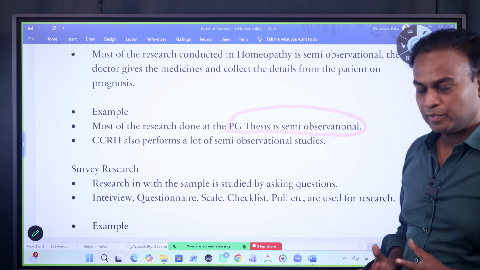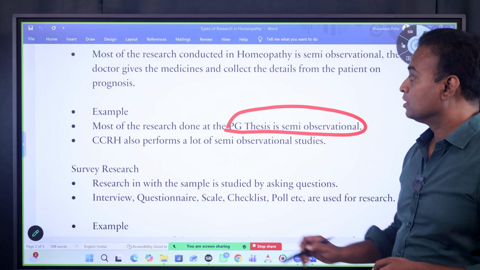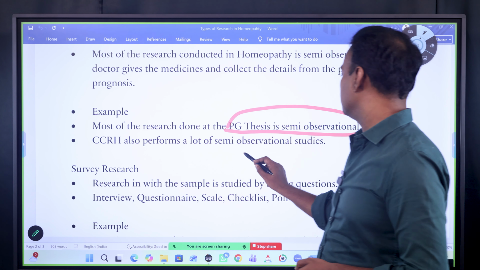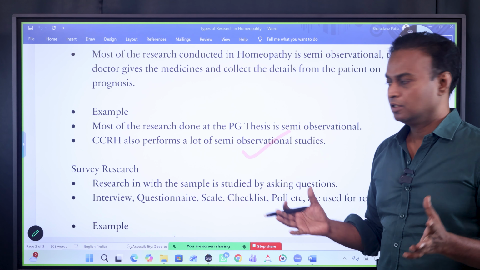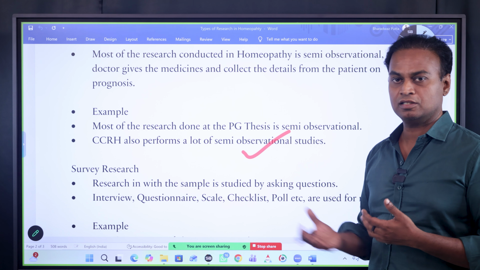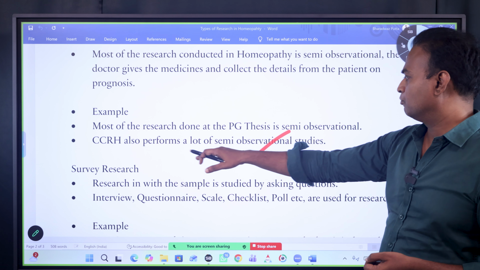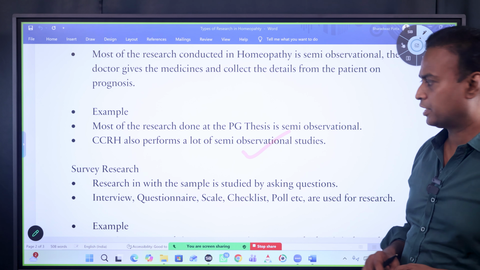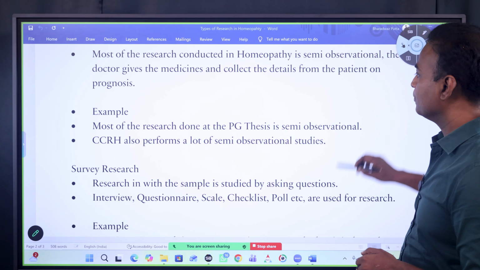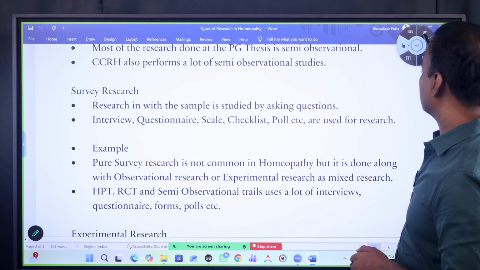Example, most of the research done by PG thesis is semi-observational. PGs do it in the academic setup. CCRH also performs semi-observational trials. There are a lot of clinical trials done by CCRH. You can go to the website and check. Many of them are observational trials. These are semi-observational trials.